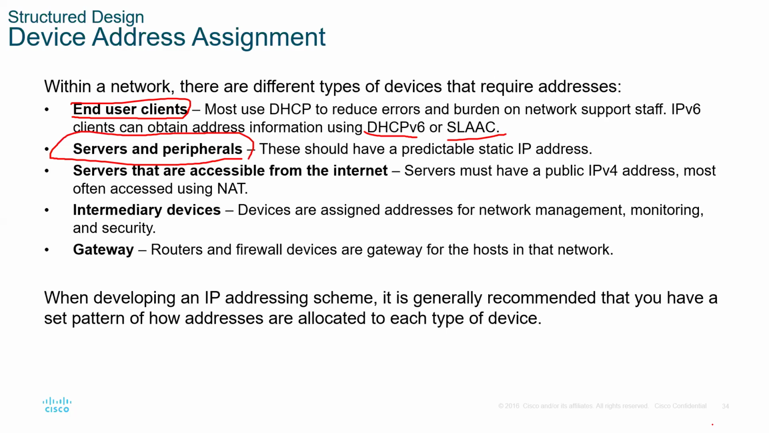All right, so we're talking about device address assignment, and we talked about end user clients that require devices, and then we talk about servers and peripherals as well. Then servers that are accessible from the internet. Okay, so servers must have a public IP address, most often accessed using NAT. All right, then you have intermediary devices as well, such as your routers, your switches, and so on and so forth. All of them require IP addresses.